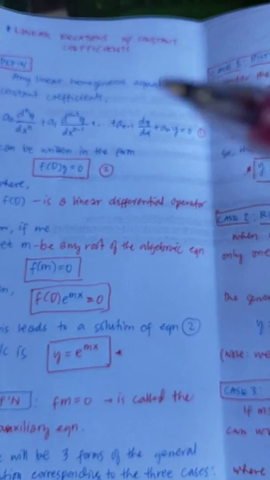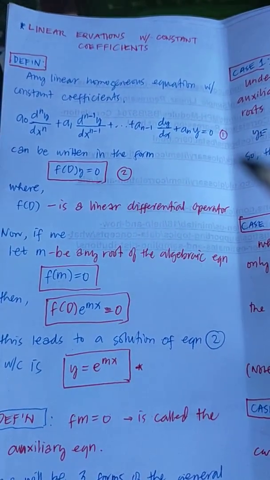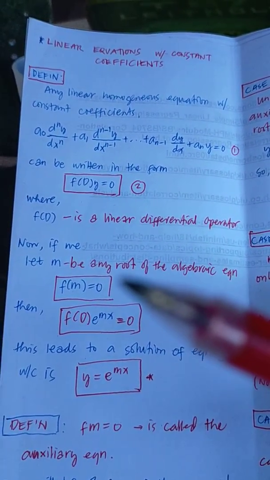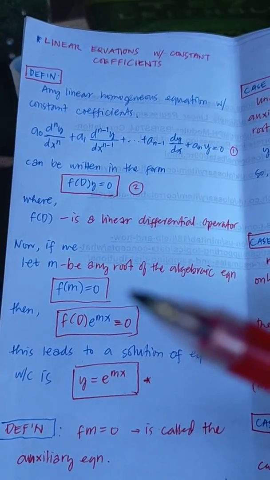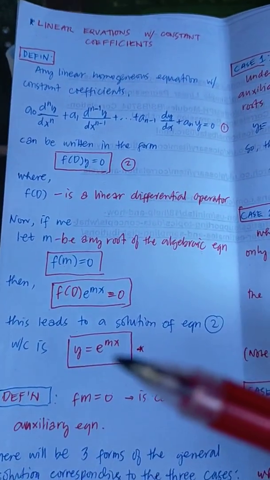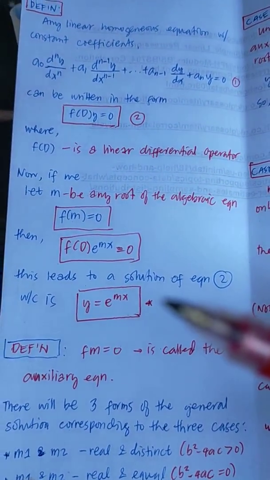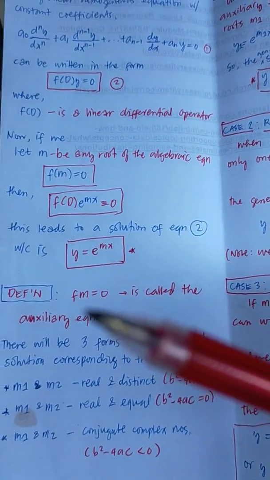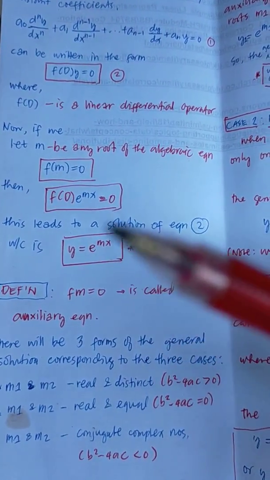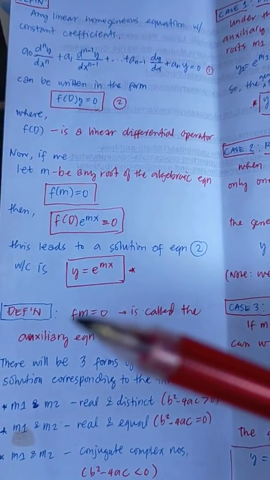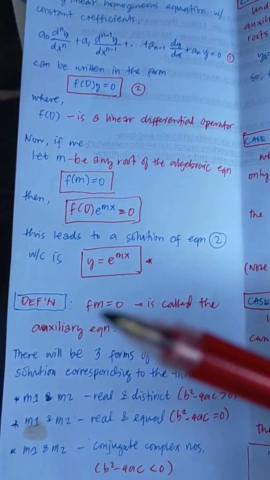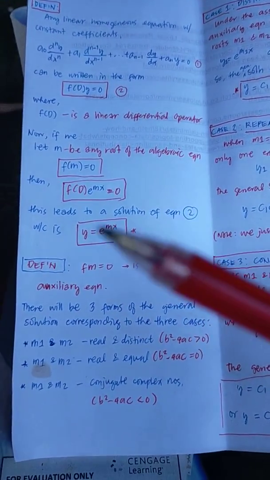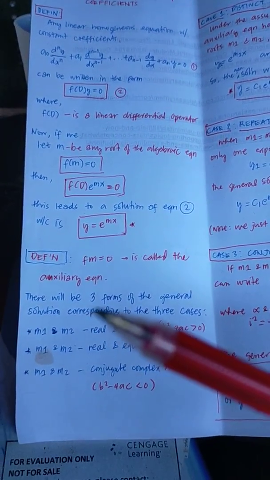So here, from this equation 1, we can rewrite that to f of D of y. Then we will find f of m is equal to 0. So we could have its solution y is equal to e to the power of mx. Another definition to consider: if f of m is equal to 0, we could say that that is an auxiliary equation. Okay.